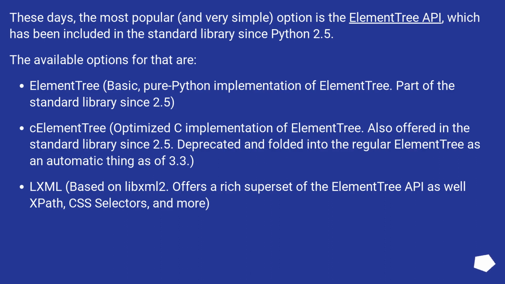These days, the most popular, and very simple, option is the ElementTree API, which has been included in the standard library since Python 2.5. The available options for that are ElementTree, the basic, pure Python implementation of ElementTree, part of the standard library since 2.5. cElementTree, the optimized C implementation of ElementTree, also offered in the standard library since 2.5. Deprecated and folded into the regular ElementTree as an automatic thing as of 3.3.